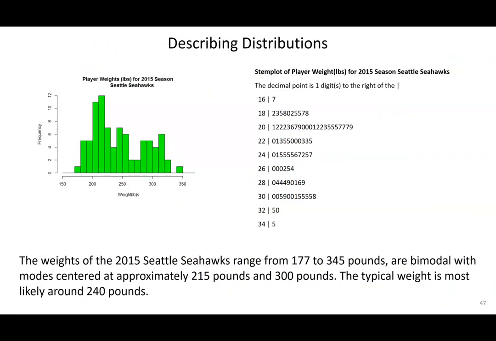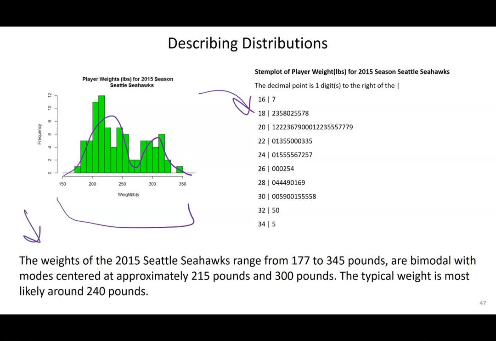So here's another example. This time we took the weights of football players for the Seattle Seahawks, up in Washington, in the 2015 season. We took all of their weights in pounds. Here's their stem plot of those weights. And just looking here, I would argue that doesn't look unimodal. I would even argue there are about two peaks.